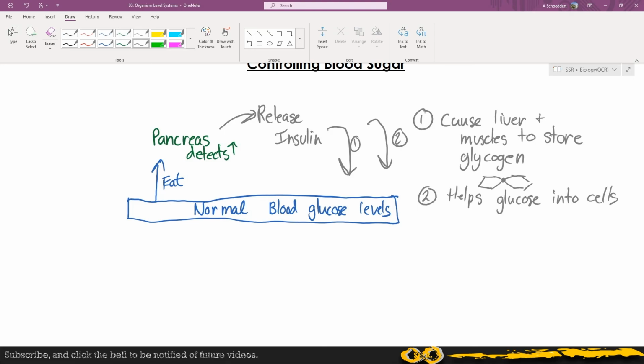Now, if you're studying the higher syllabus, you also need to know what happens in the reverse. And so if you, for example, exercise, or just sort of as you live, your blood glucose levels are going to drop down in between the times when you eat. And that is also going to be detected by the pancreas.